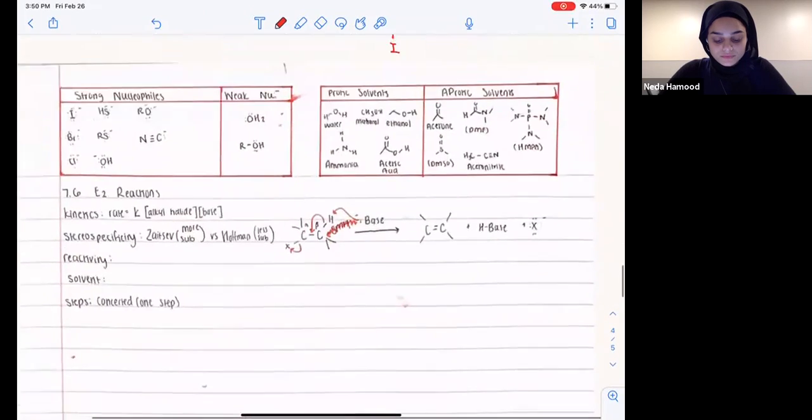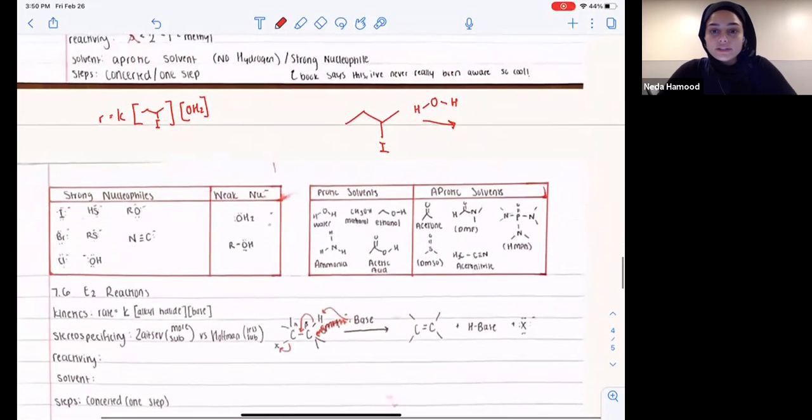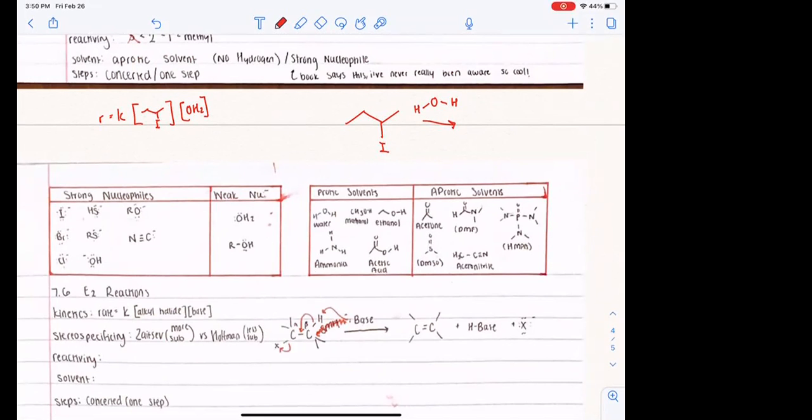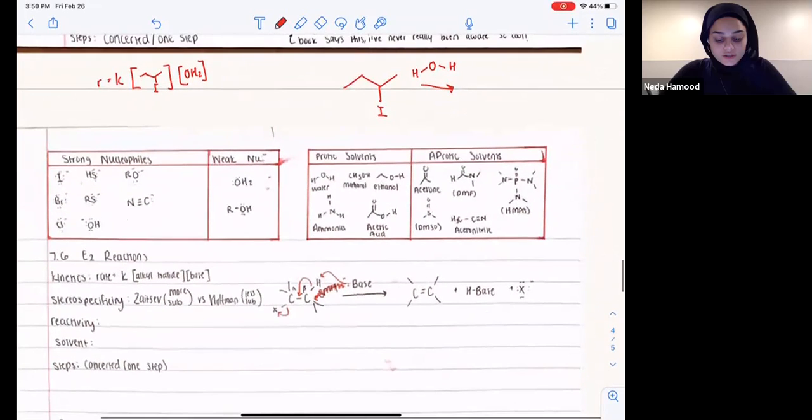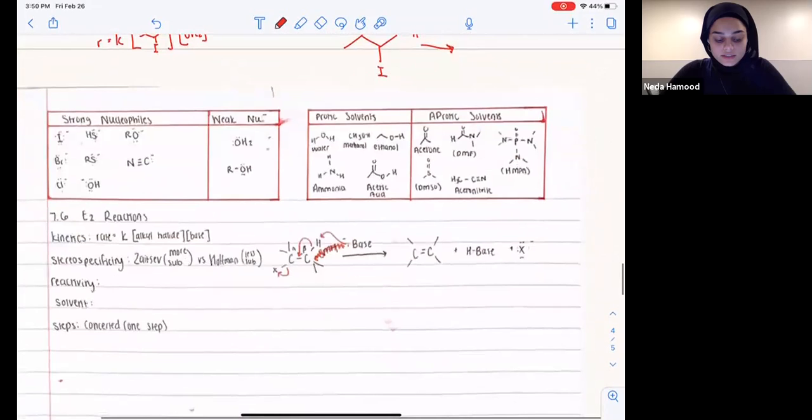Wait, could you repeat that, please? So E1 and E2 both react with bulky bases. It would just determine which one is going to be your major product and which one is going to be your minor product. That's the only difference between the two. Okay. Thank you.